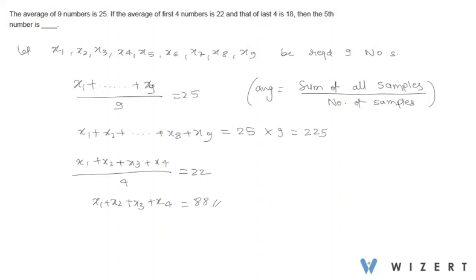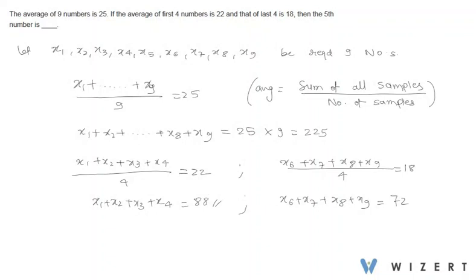Similarly, it's given that the average of last 4 numbers is 18. So x6 plus x7 plus x8 plus x9 divided by 4 is 18. So we get x6 plus x7 plus x8 plus x9 is equal to 18 multiplied by 4, which is equal to 72.